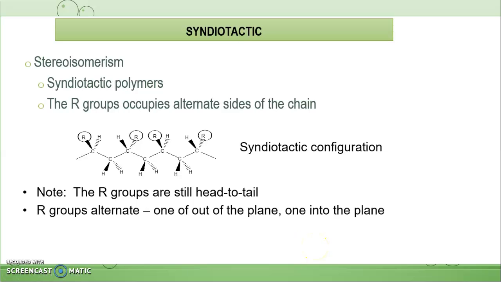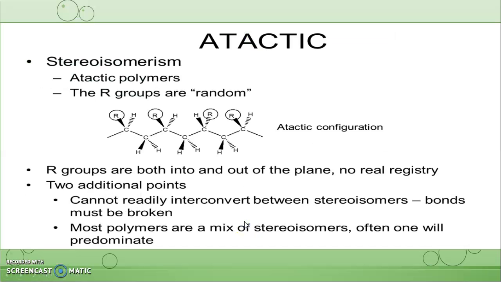Syndiotactic polymers have pendant groups that occupy alternate sides of the chain. So the pendant groups alternate, one out of the plane, one into the plane. So syndiotactic polymers are still head to tail. For atactic polymers, the pendant groups are in random arrangement. Pendant groups are both into and out of the plane, with no real registry.